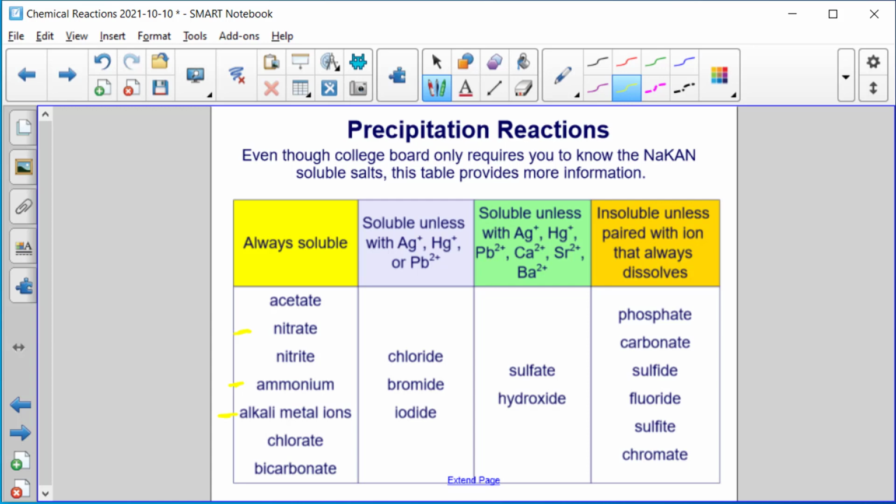Also soluble, unless with silver, mercury, lead 2+, or the group 2 alkaline earth metal ions, calcium, strontium, barium, are sulfate and hydroxide. And then always insoluble, unless with one of these always soluble positive ions, like from group 1 or ammonium. Always insoluble are phosphate, carbonate, sulfide, fluoride, sulfite, and chromate. So this is one of those things you have to know. Go back, review your polyatomic ions, add some solubility notes to them, and then it's just practice, practice, practice to get familiar with these additional solubility rules.